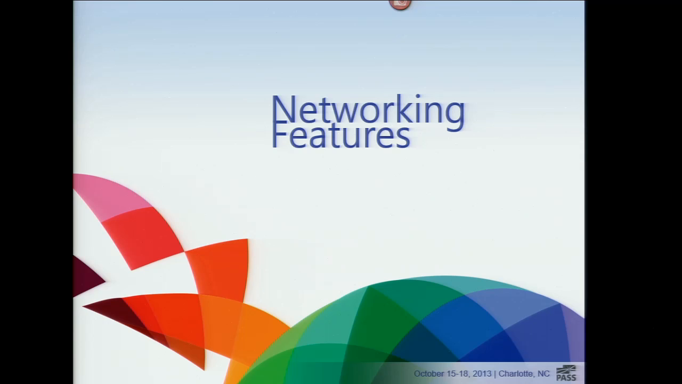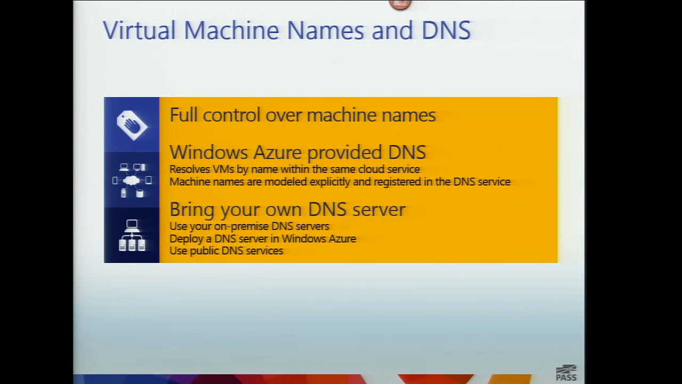Let's talk about networking features now. When it comes to virtual machines, you of course have to name those virtual machines and they have to be discoverable. We've got a few different options when it comes to DNS and discovery. We've got Windows Azure provided DNS, which I'll cover here. You can bring your own DNS, so you can launch your own DNS server. In fact, if you're going to stand up a SharePoint farm like we did, we've got our own DNS server there. You can also use a third party or an external DNS server, of course.